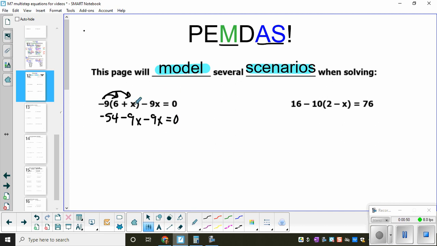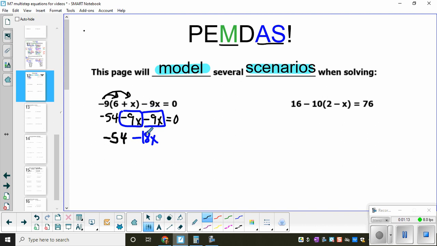So in this example, what I'm doing is showing you guys that sometimes you might have a problem given to you where it's set equal to 0, and that's okay. You're still going to distribute first, and then we combine like terms. So we've got the -9x, and we're going to take away 9 more negatives. So this is going to be -18x. And we can put the -54 over here.